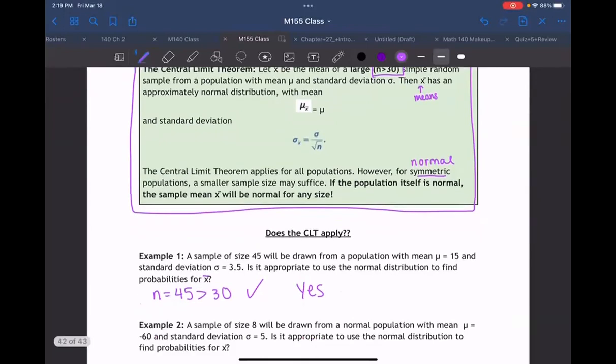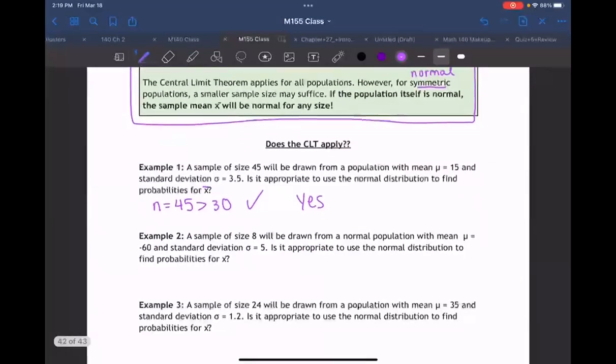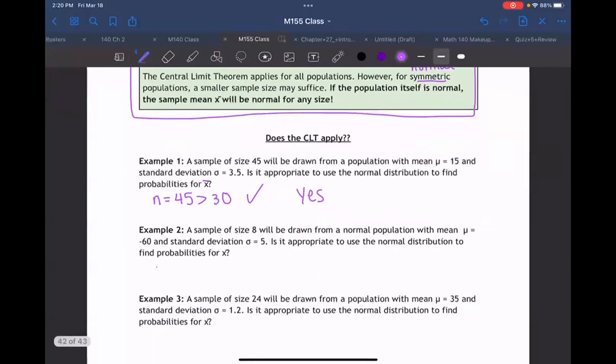Let's take a look at another one. Example 2, we have a sample of size 8. We're drawing it from a normal population. The mean is -60, standard deviation is 5. Let's see if it's appropriate to use the normal distribution to find the probabilities for X bar, okay? Our sample size here is 8, right? Is that bigger than 30? Not bigger than 30. Can we use the central limit theorem here? I think it's yes.